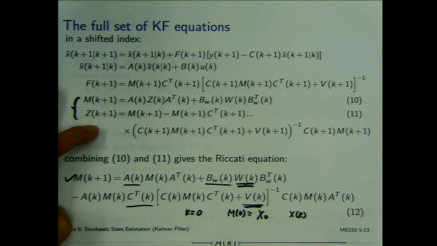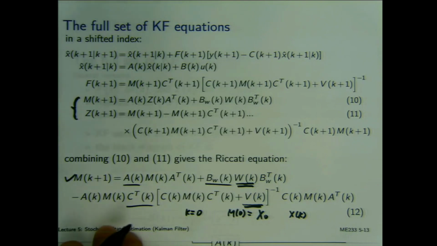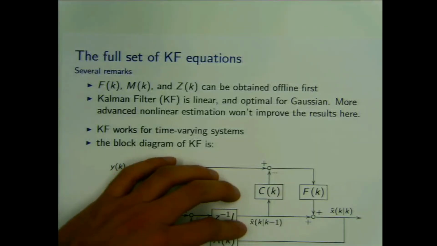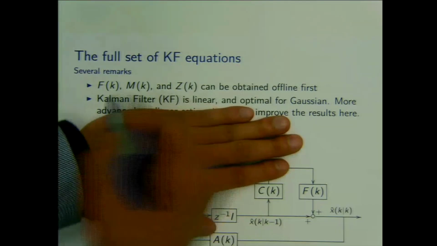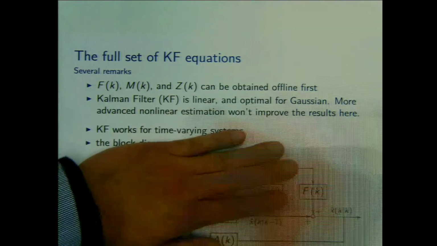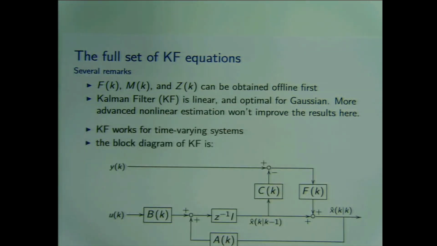Yeah, that is also fine. Yeah, it's just that to do that, you have to compute like 2 steps. But this is just 1 step. Yeah, it's totally fine. So the message I wanted to say is that the matrices Fk, Mk, and Zk can be obtained offline first. When you implement, just compute these matrices, store them in the computer and run it online.